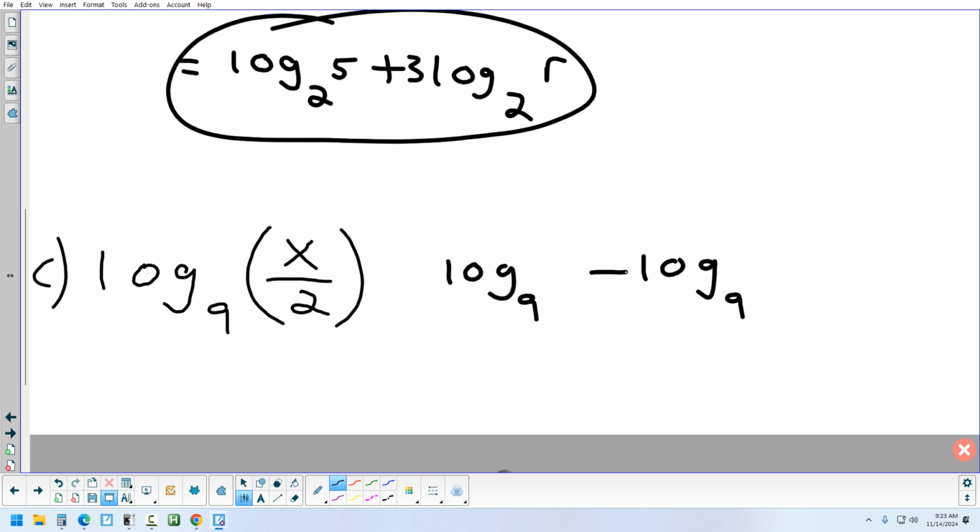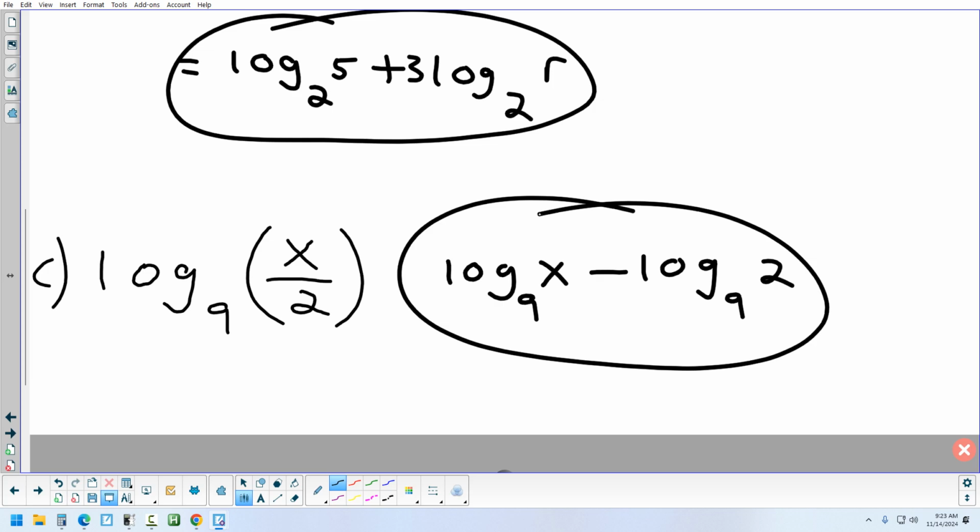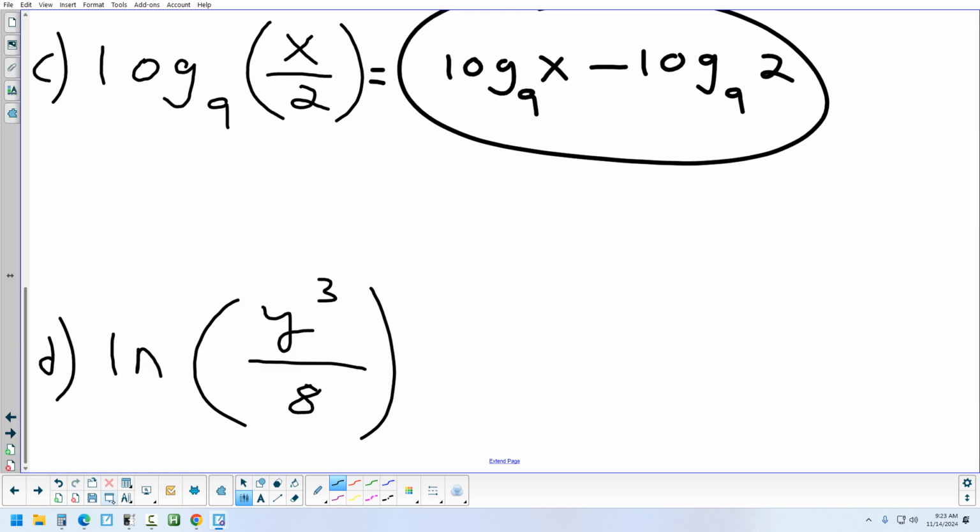What's going to be the argument for my first log? Yep. The first argument is the numerator, x, and my second log is going to have an argument of 2. And that's how you'd split that up into 2 logs. All right, let's try this one.